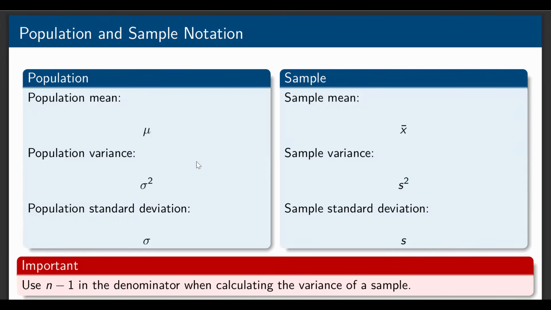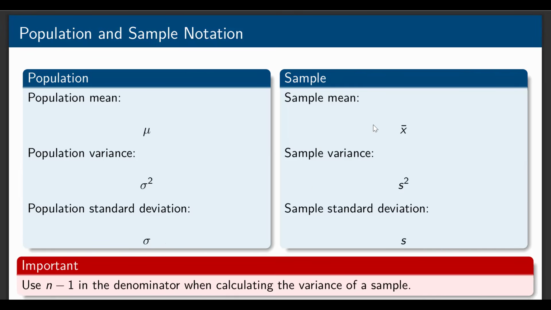Now, here are the notations. For population mean, we use mu, the Greek letter mu. For population variance, we use sigma squared. And for population standard deviation, we use sigma. All these are Greek letters used to represent these measures in mathematics generally, and more so in this course.